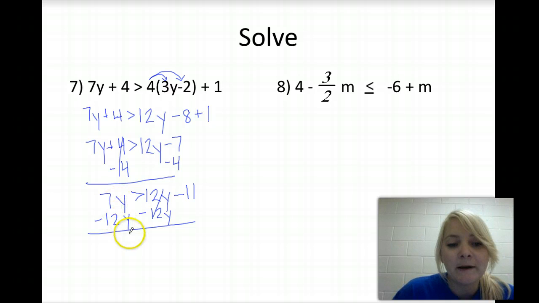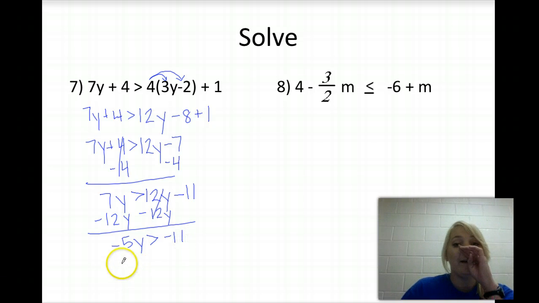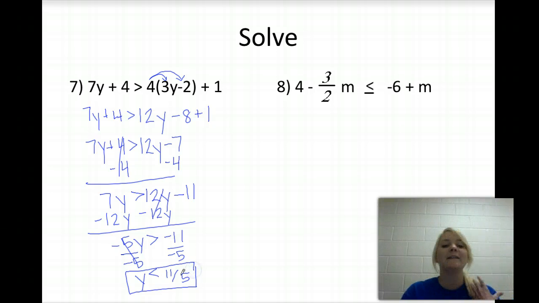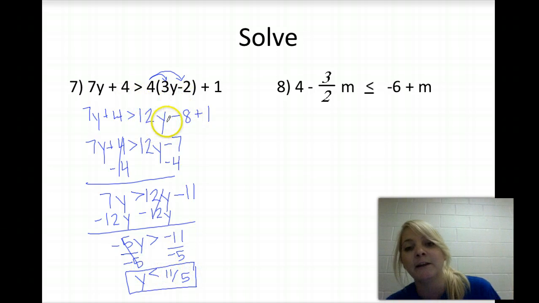So 7y minus 12y, we get negative 5y is greater than negative 11. All right, now I'm going to isolate the variable y. Since I'm multiplying y by negative 5, I'm going to divide both sides by negative 5. Now here, since I'm dividing by a negative number, this is going to become y is less than positive 11/5. So any value of y that's less than 11/5 will produce a true statement in the original inequality.